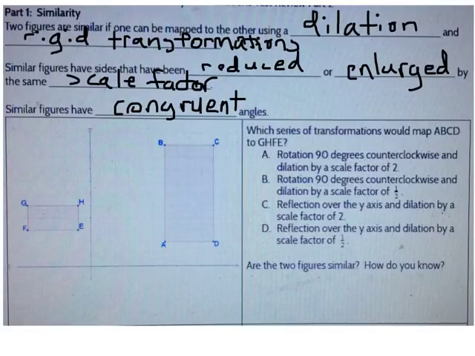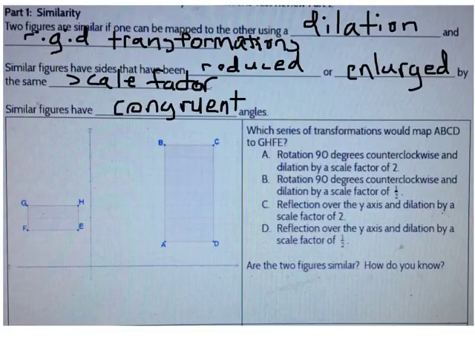Which series of transformations would map ABCD to GHFE? Well, would it be a rotation of 90 degrees counterclockwise and a dilation by a scale factor of 2? A rotation of 90 degrees counterclockwise and a dilation by a scale factor of 1/2? A reflection over the y-axis and a dilation by a scale factor of 2? Or a reflection over the y-axis and a dilation by a scale factor of 1/2?